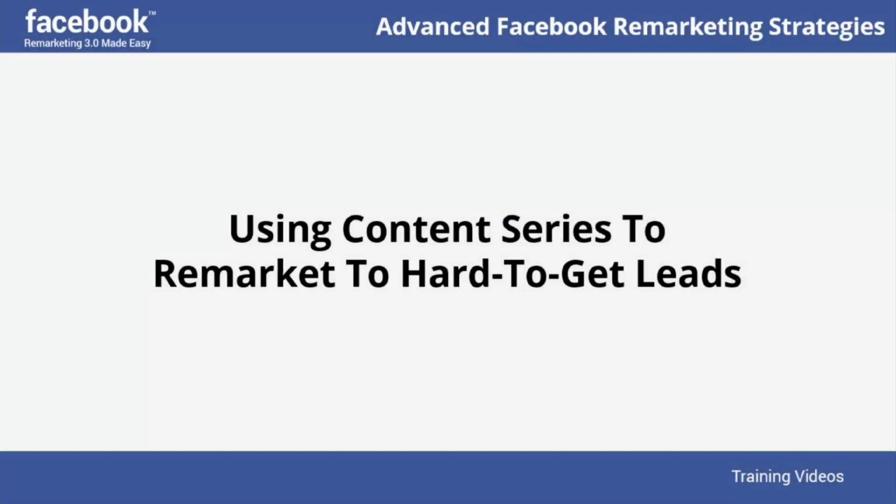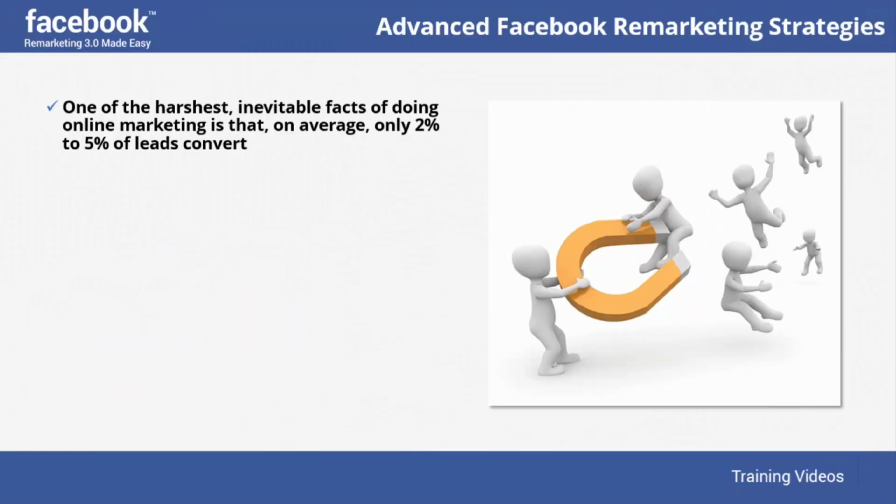Using content series to remarket to hard-to-get leads. Hey there, my friends. One of the harshest inevitable facts of doing online marketing is that, on average, only 2% to 5% of leads convert. That means that over 90% of your leads might not convert at all.